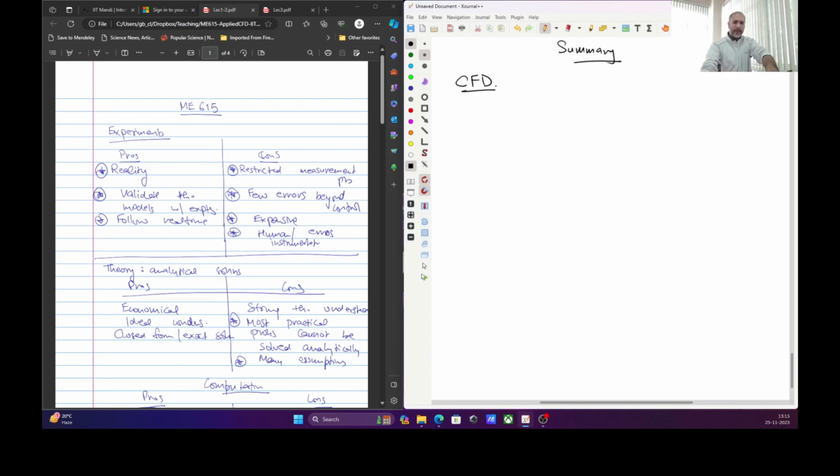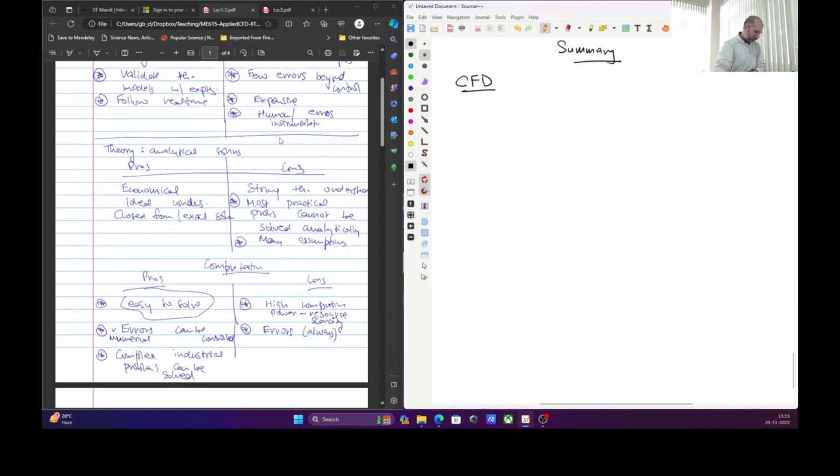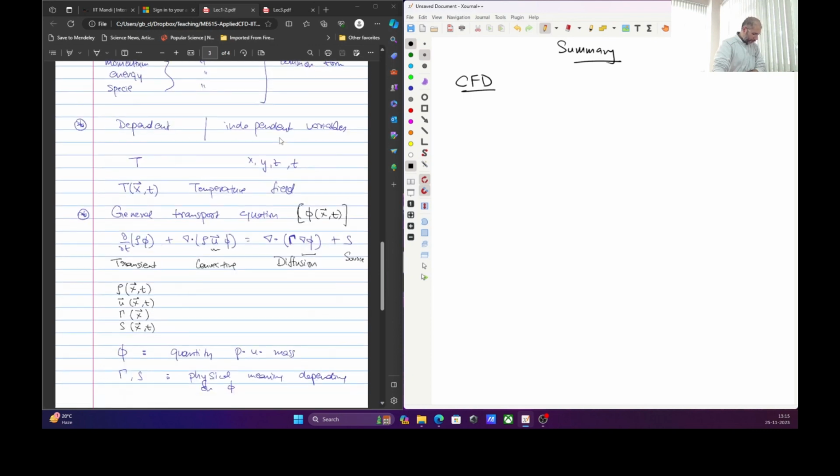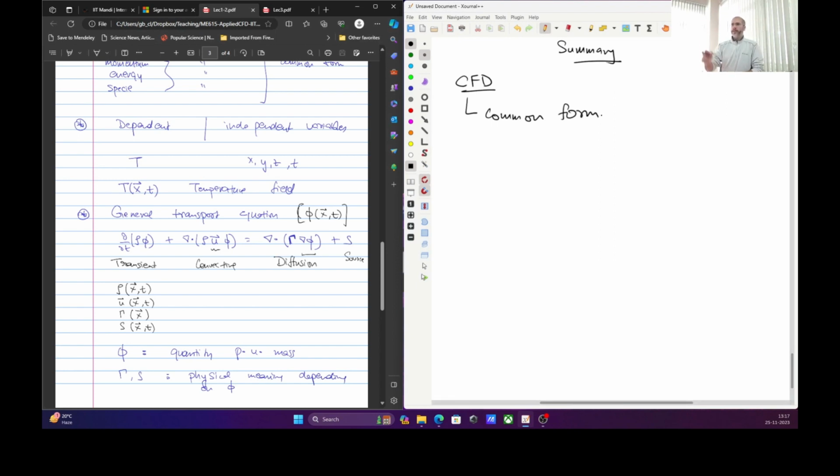So then I gave you one common form of the equation, which we call the general transport equation. So we have a common form, and in this course what we strive towards was to learn how to deal with this form of an equation that we are solving. The common form is what we strive to solve, and we were able to achieve that goal. So the common form had four main terms. This is called the general transport equation.